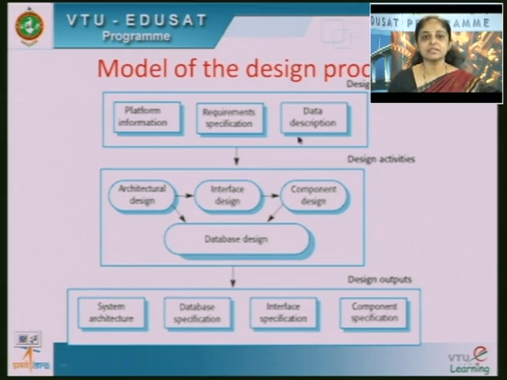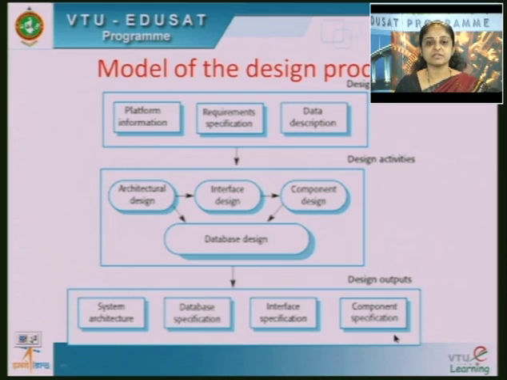So from this set of activities you should realize that the output of a design process is the system architecture, the architecture of your overall system, and the database specification: what kind of database, what are the different tables, what kind of data should go into the tables, what are the attributes involved in these tables, etc. Then the interface specification: how many interfaces are required between what components, who is going to invoke these interfaces, at what point of execution do the components interact with each other. All that is the interface specification.